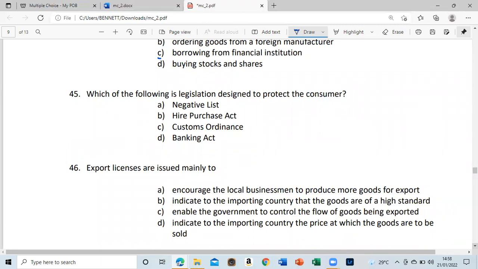Alright, let's move on to 45. Which of the following is legislation designed to protect the consumer? Is it A, negative risk, B, hire purchase act, C, customs ordinance, or D, the banking act? And that one would be, you guessed it, the hire purchase act. So number 45 is B.